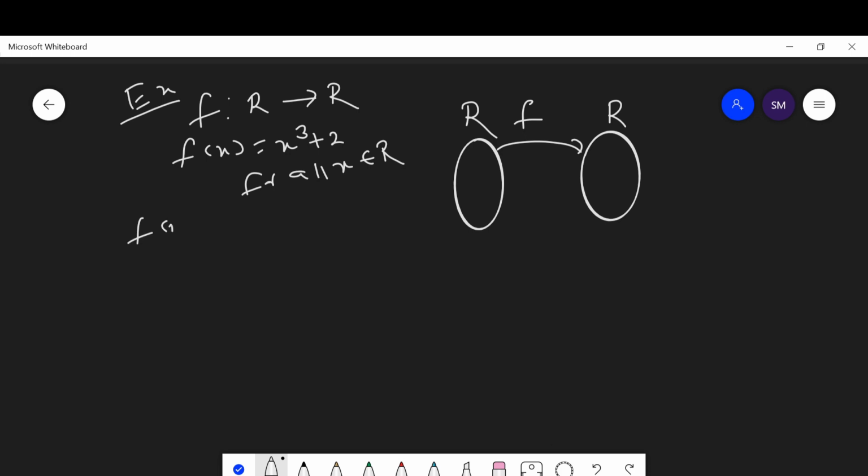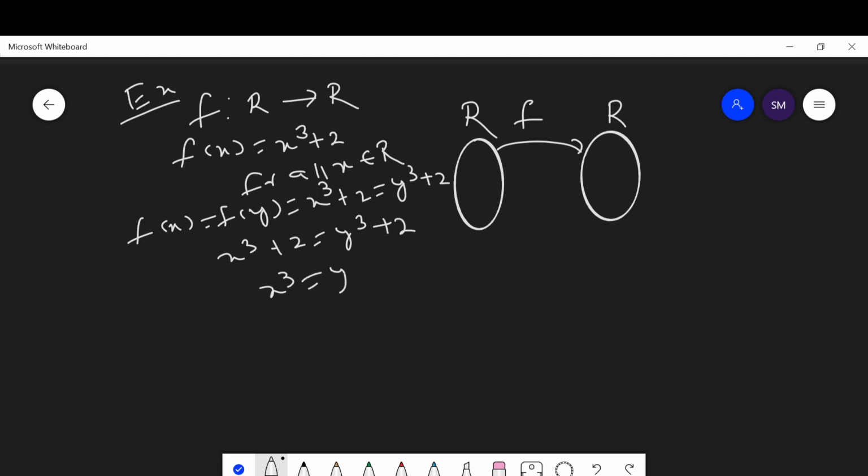Then f(x) is equal to f(y), which means x cube plus 2 is equal to y cube plus 2. The 2 cancels. x cube is equal to y cube, which implies that x is equal to y. Hence f is a 1-1 function from R to R.